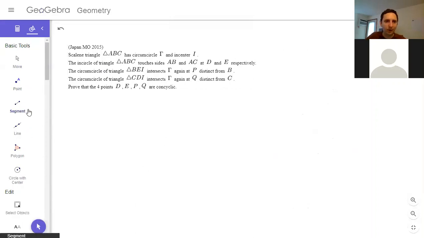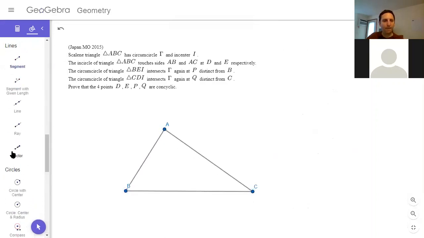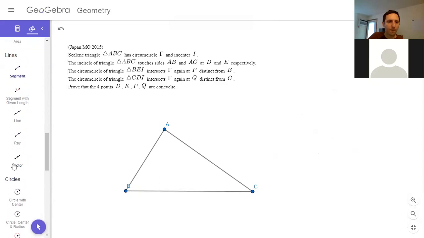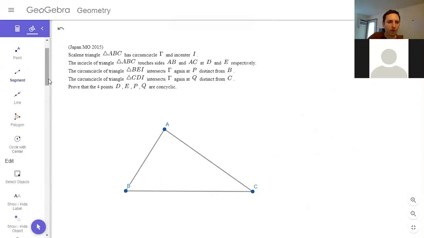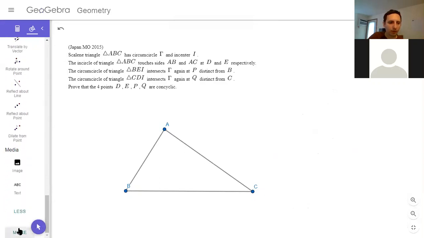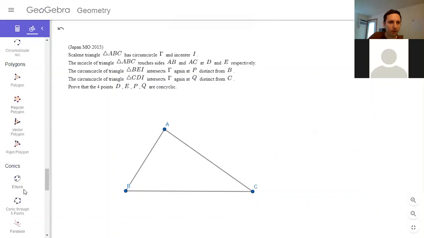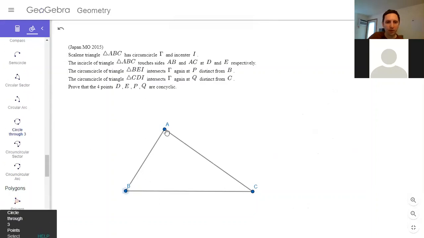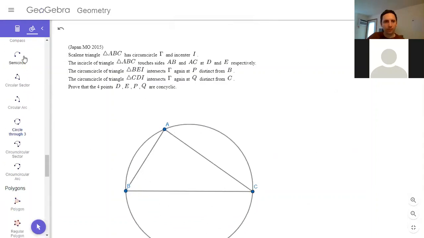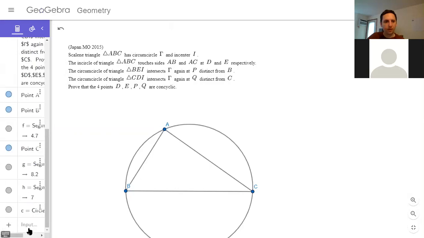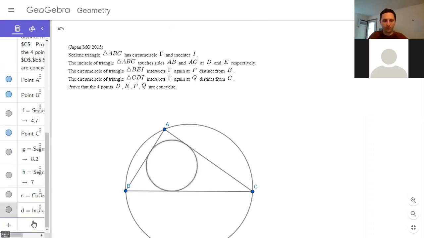So we have a triangle ABC that has circumcircle gamma and incenter I. Where's my circumcircle? I need to click more. So I'm going to draw my in-circle.